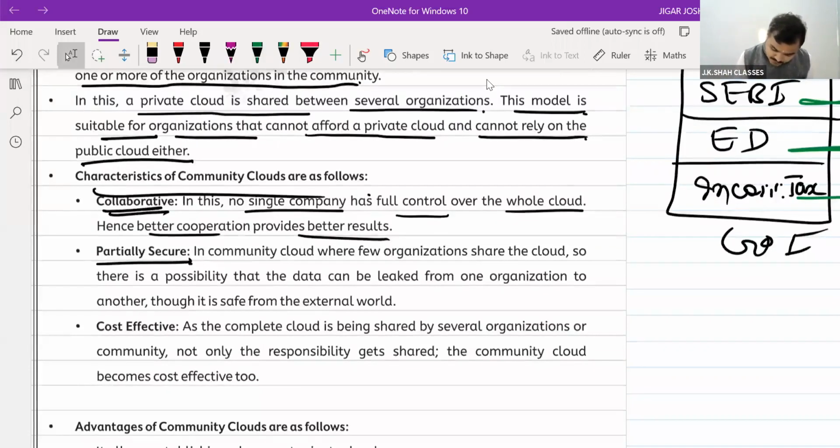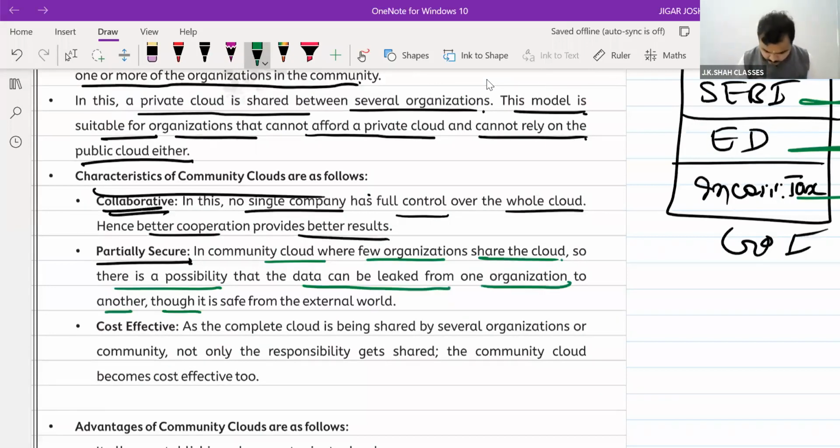In community clouds, where a few organizations share the cloud, there is a possibility that data can be leaked from one organization to another. Though it is safe from the external world, there is still a chance that data can be shared from one to another. That also you have to protect. Plus external risk is also there.